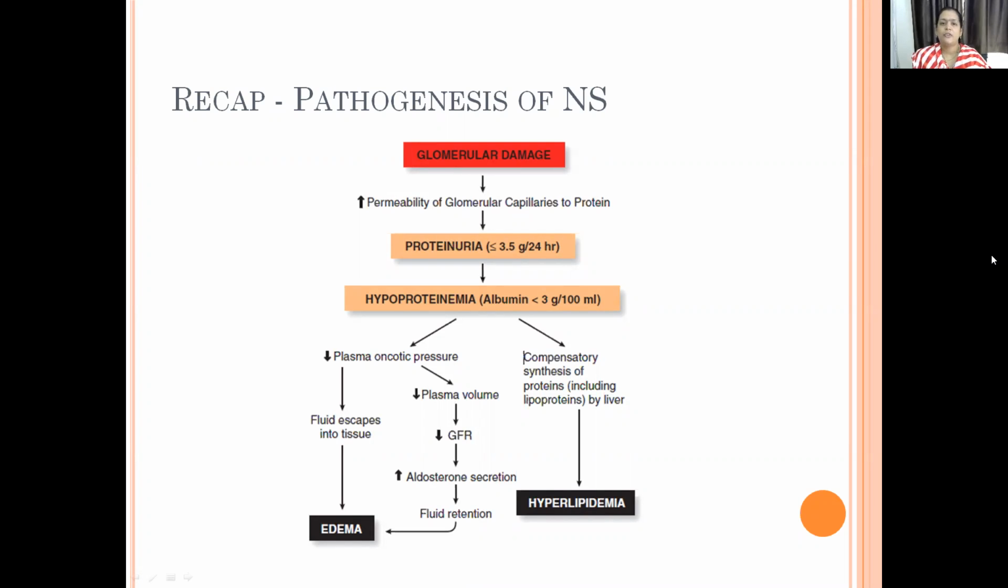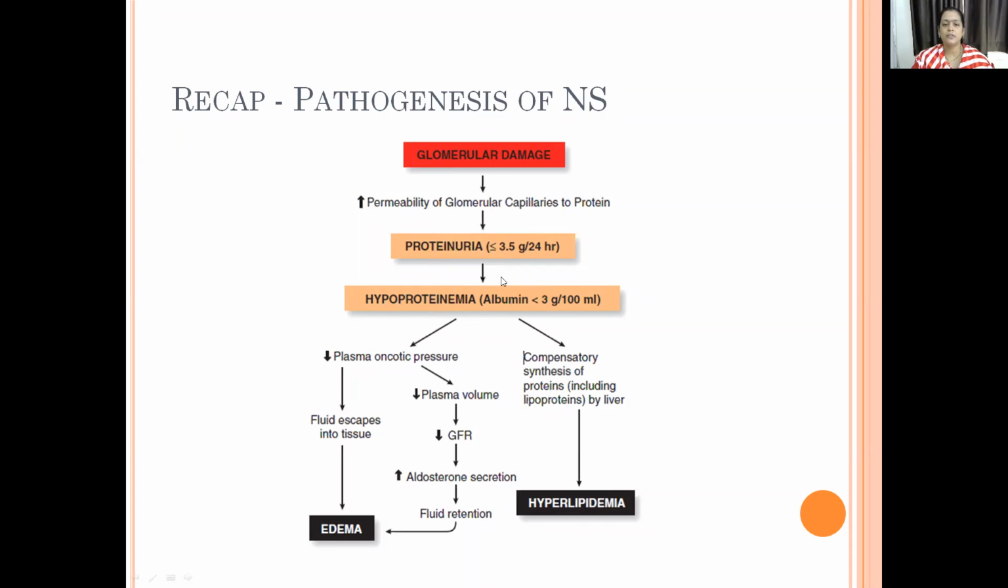So, coming to the nephrotic syndrome pathogenesis, here we see that there is glomerular damage happening. Usually in the nephrotic syndrome, the cytokines play a major role in the pathology, and then the leakage of the plasma proteins into the urine. So what is happening when there is glomerular damage? There will be increased permeability of the glomerular capillaries to protein. So thereby there is proteinuria. Usually initially the proteinuria is less than 3.5 grams per 24 hours, but when the damage is accentuated by various other factors, then proteinuria may increase to more than 3.5 grams per 24 hours.